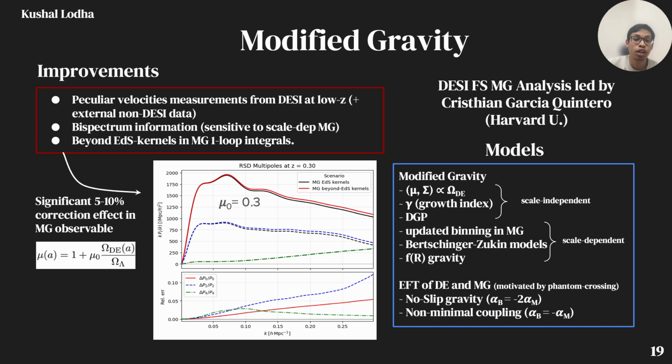As the plot shows, this beyond-EdS correction becomes really important at high k, as it can change the power spectrum multipoles at 5 to 10% in the modified gravity scenarios.